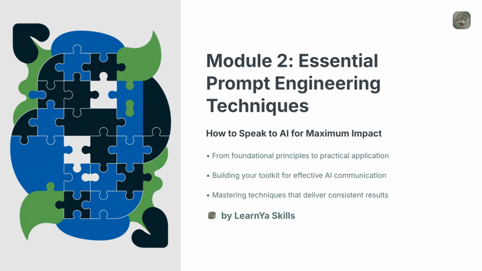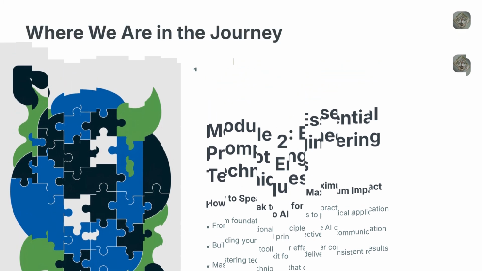Think of this module as your tactical toolkit, the specific methods that bridge understanding with application. While Module 1 explained the why behind effective prompt engineering, Module 2 focuses on the how: specific techniques you can implement immediately to achieve consistent, high-quality results. Whether you're using AI for content creation, data analysis, technical work, or creative projects, these essential techniques will significantly enhance your outcomes. Let's begin building your prompt engineering toolkit for maximum impact.